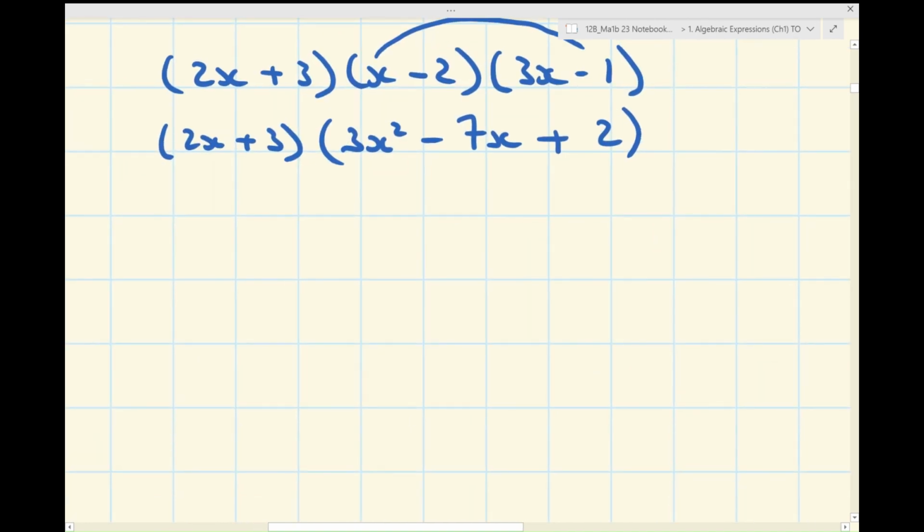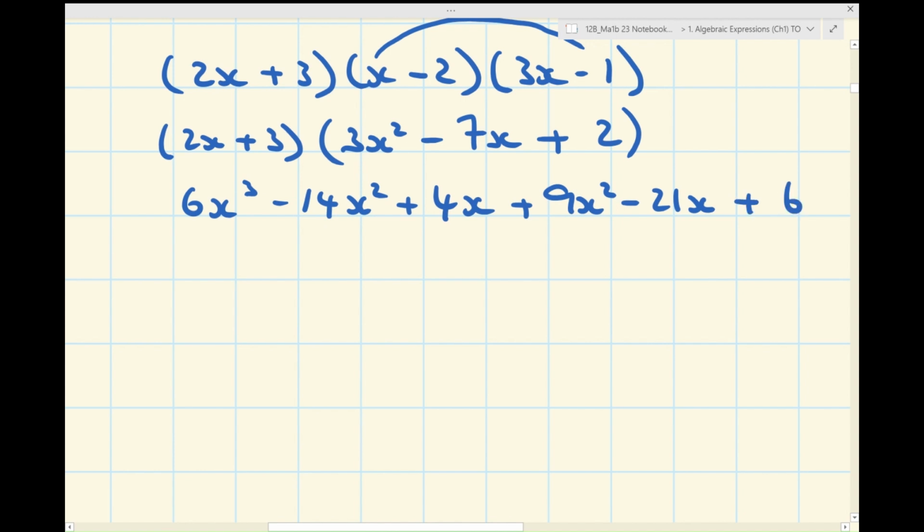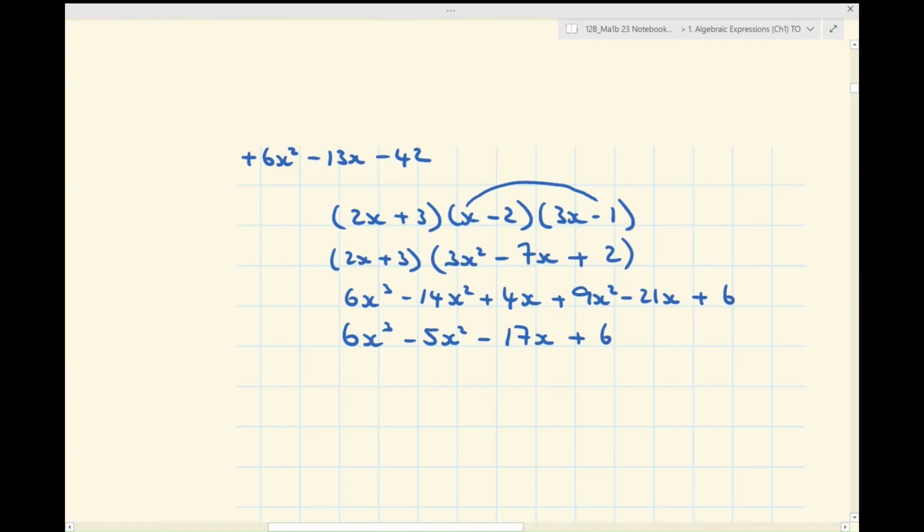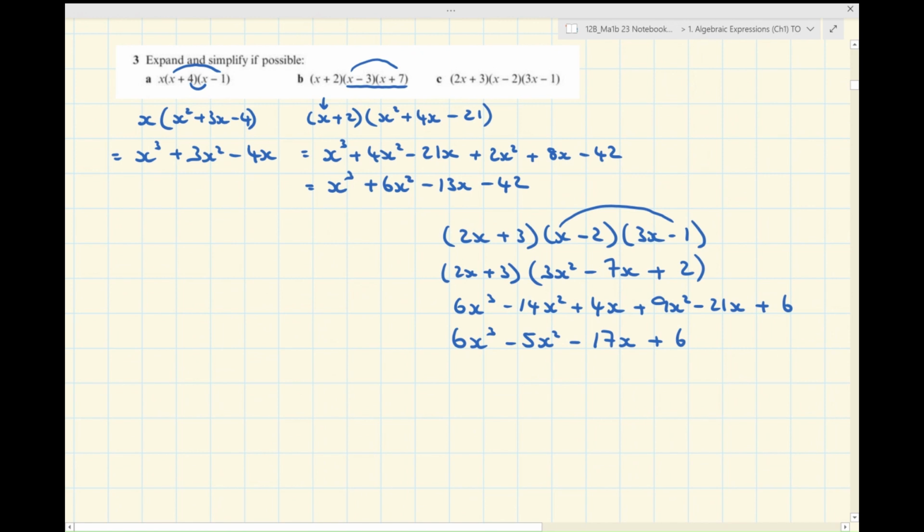Now I'm going to multiply my second bracket by 2x plus 3. So I'm going to look at the second bracket and multiply everything by 2x. Okay, and now I'm going to look at the second bracket and multiply everything by plus 3. 9x squared minus 21x plus 6. All right, so that gives me 6x cubed minus 14x squared plus 9x squared is minus 5x squared plus 4x minus 21x minus 17x plus 6 at the end. And that is question 3 done.